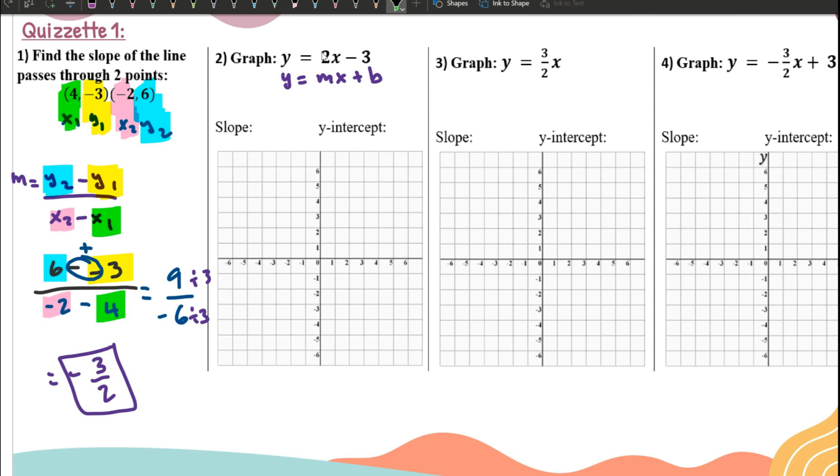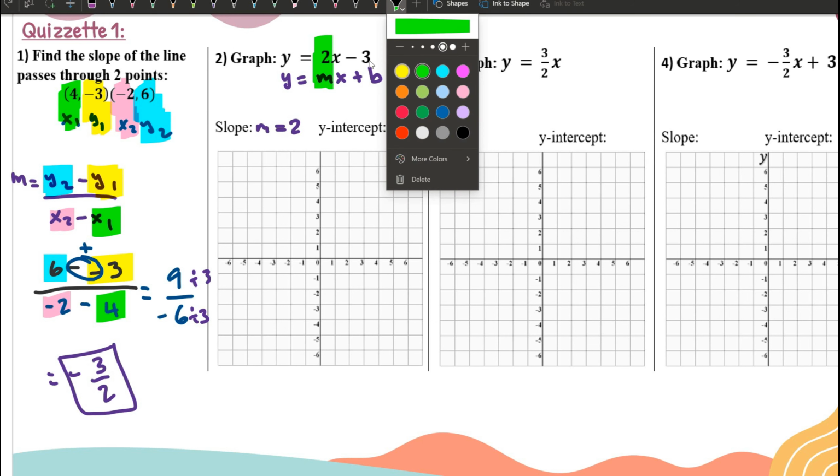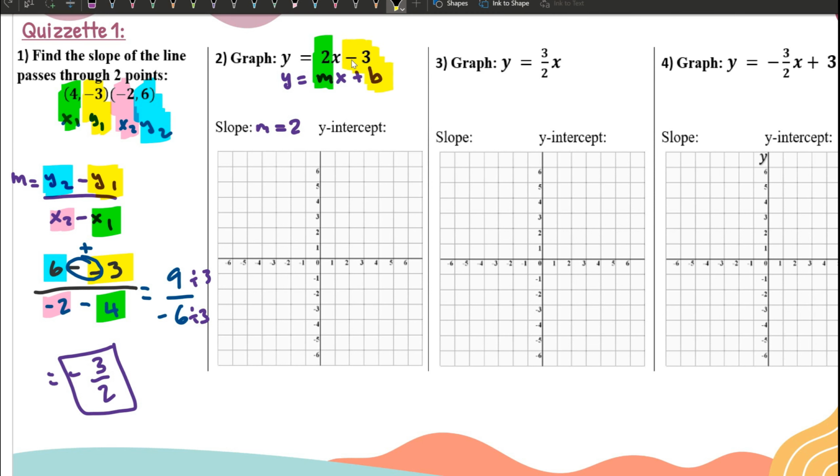By lining them up, you can say that m equals 2. Your b will equal negative 3. Make sure you're carrying the sign with that. b is negative 3. The slope will tell you rise over run, and the b, or the y-intercept, will tell you the beginning. b is the beginning. You're going to begin at negative 3 on the y-axis.